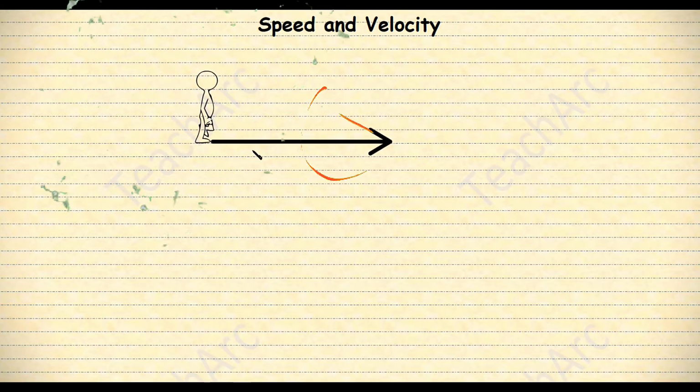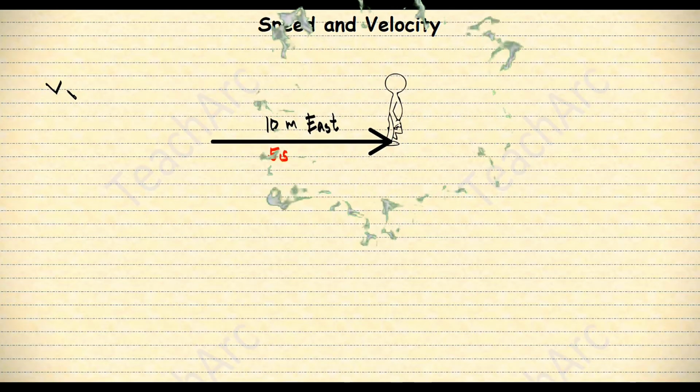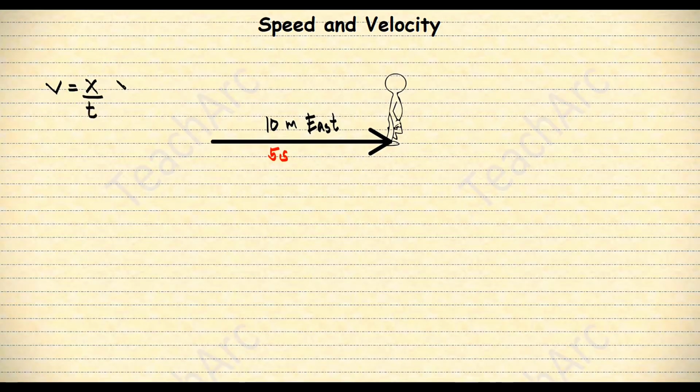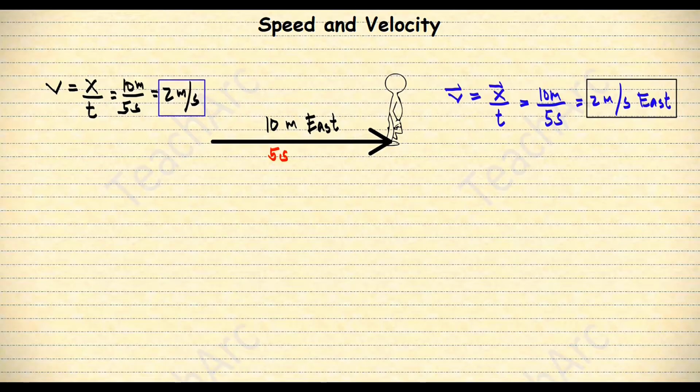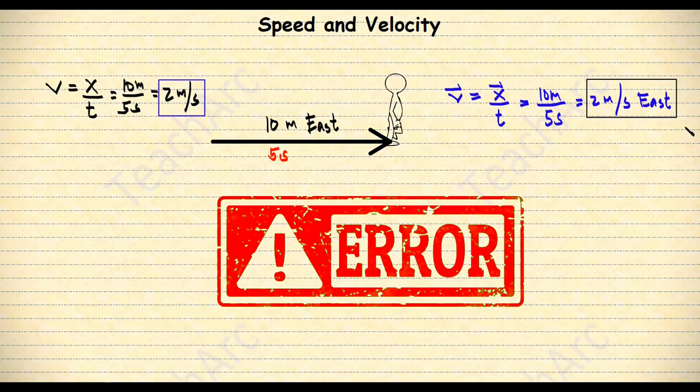Let's start with this boy who walked 10 meters to the east in 5 seconds. The average speed would be 2 meters per second if you use our speed formula. And the velocity will be 2 meters per second to the east if we use our velocity formula. The only difference here is the direction, since we use the displacement 10 meters to the east for our velocity. So you might ask, are the magnitudes of speed and velocity always equal except for the direction? The answer of course is no.